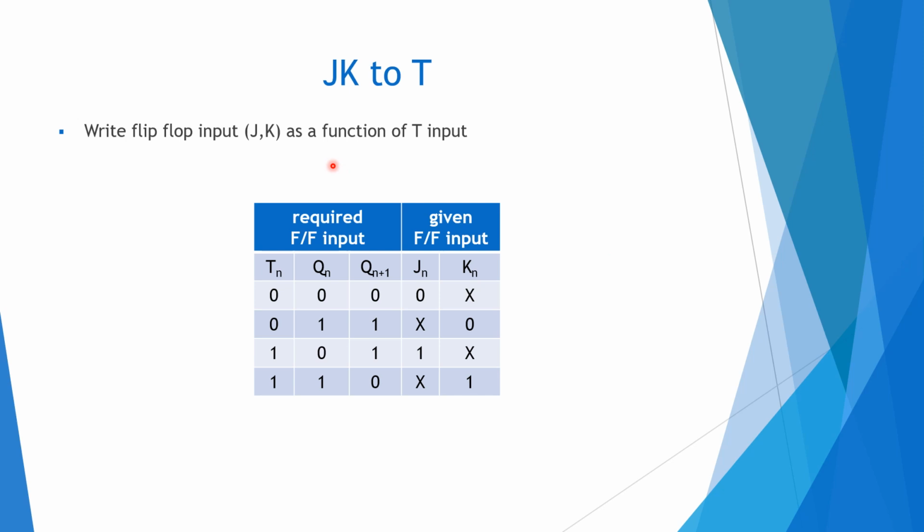So now let us try JK to T. Again there will be a two output combination circuit with the input as Tn and Qn. Again this is the same procedure. Qn 0 to 0 it is 0x, 1 to 1 it is x0, 0 to 1 it is 1x, 1 to 0 it is x1.